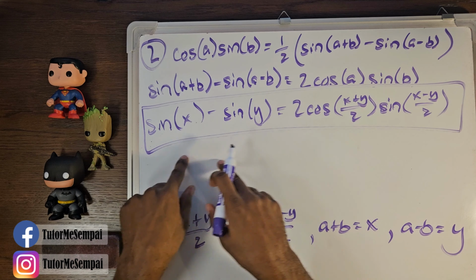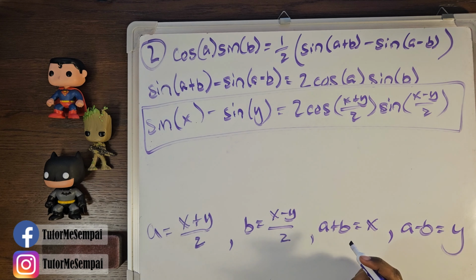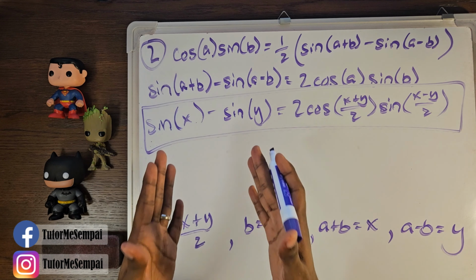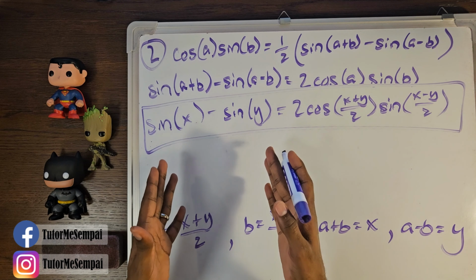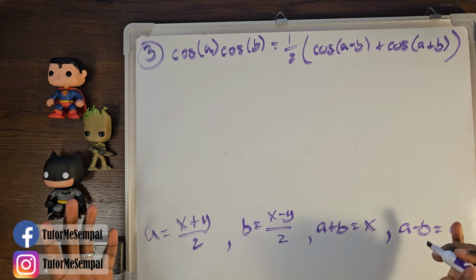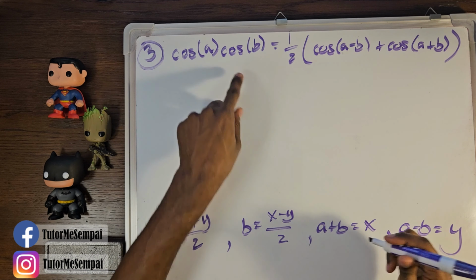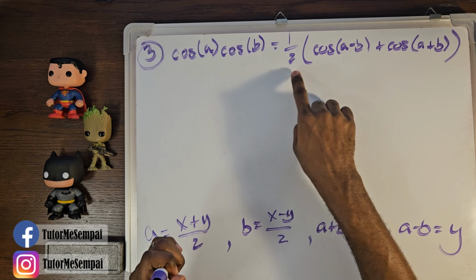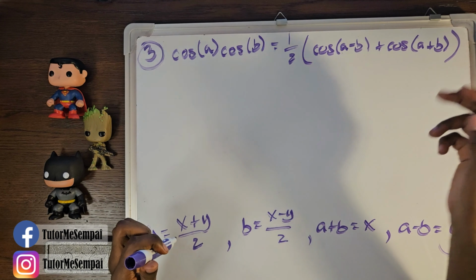Here is a sum or a difference, relatively the same thing, and this is our product. Once again, notice simple angles here. There is no sum or difference within your angle. A simple X and a simple Y. So for our third identity, we're going to start with cosine of A times cosine of B equals 1/2 times cosine of A minus B plus our cosine of A plus B.